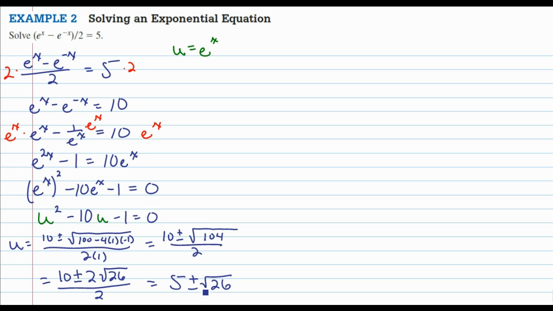But remember, x doesn't equal 5 plus or minus the square root of 26 like all the rest of the times you've done the quadratic formula. It's actually u that equals 5 plus or minus the square root of 26. So u, which we said was e to the x, equals 5 plus or minus the square root of 26.